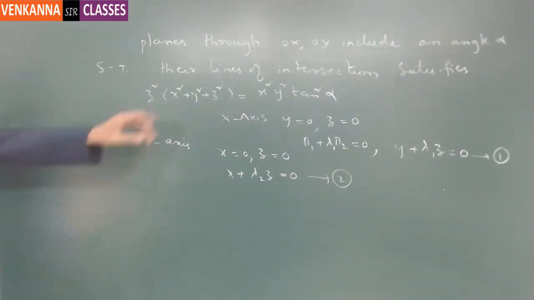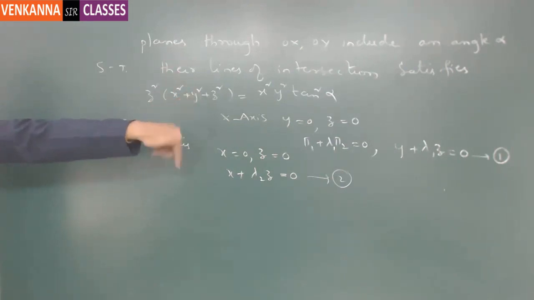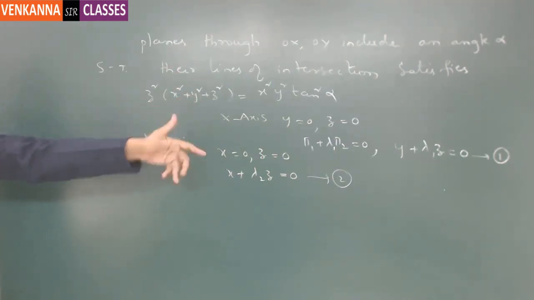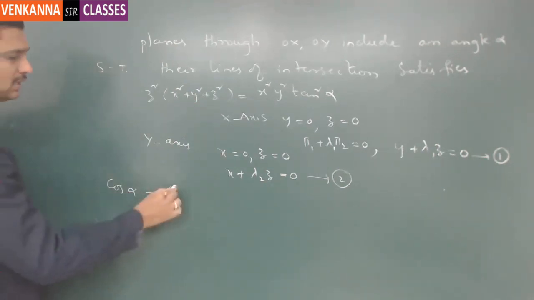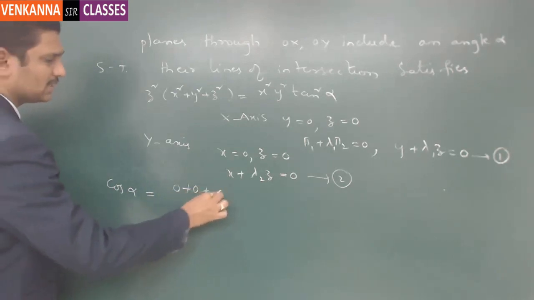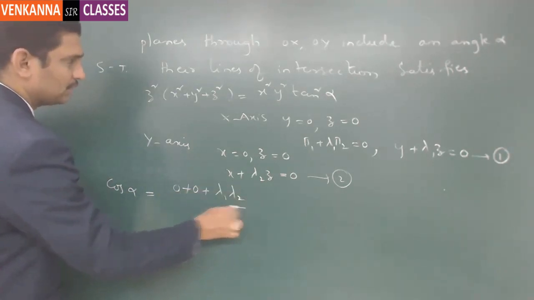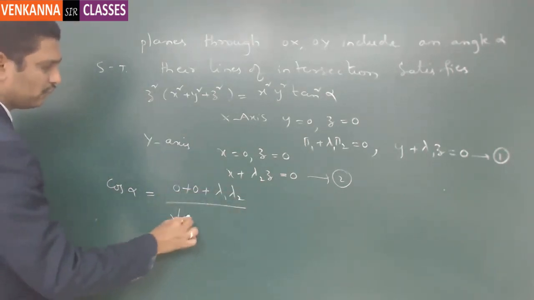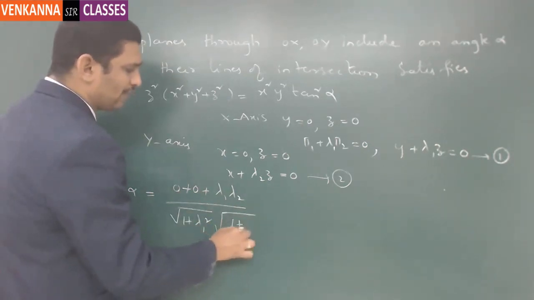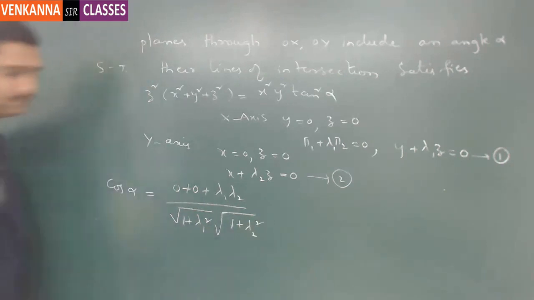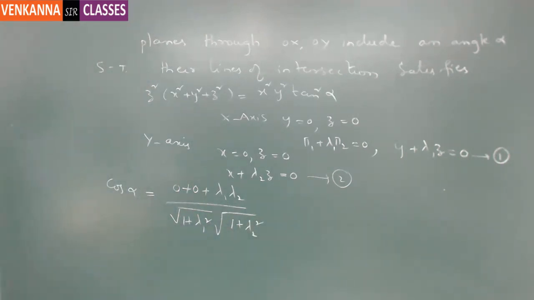So if you consider that the angle is alpha between 1 and 2, let us apply the cos alpha formula. So cos alpha, if you apply that, is 0 plus lambda 1 into lambda 2 by square root of 1 plus lambda 1 square into square root of 1 plus lambda 2 square. So I have applied the cos theta formula. Any queries up to this step?